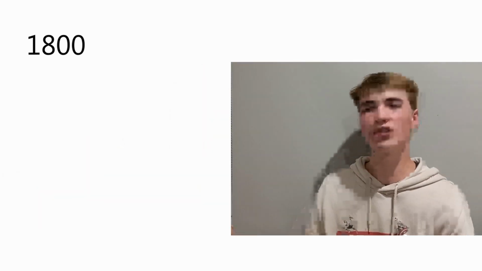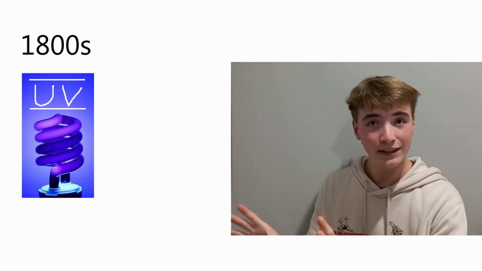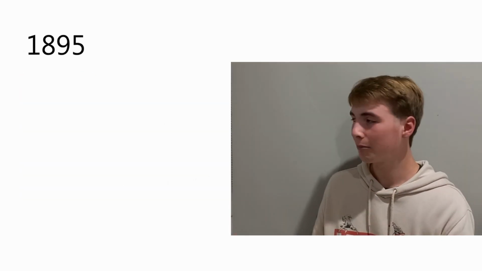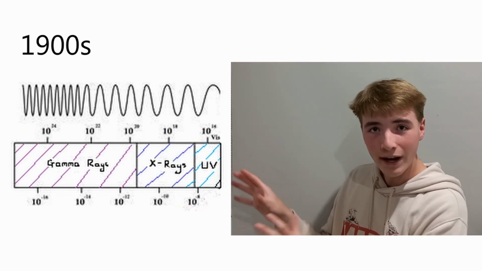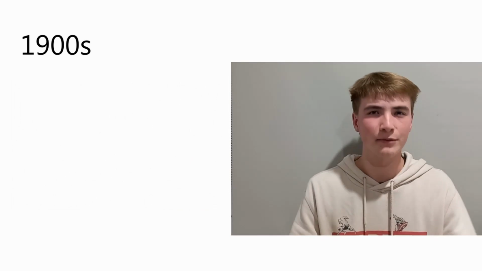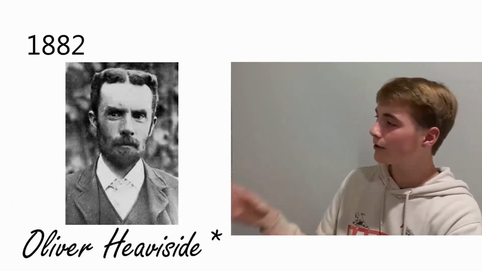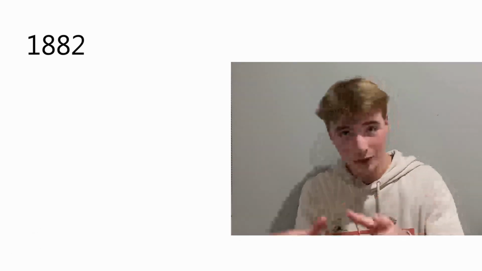Inspired by this feat, a surge of scientific inquiry throughout the 1800s uncovered ultraviolet light, radio waves, and even X-rays in 1895 by Röntgen. It was only in the early 1900s that these high-energy waves were indeed confirmed as variants of light. To fully grasp electromagnetism, we need to step back to 1882, when Heaviside compiled the research of James C. Maxwell into the four Maxwell equations we know today.